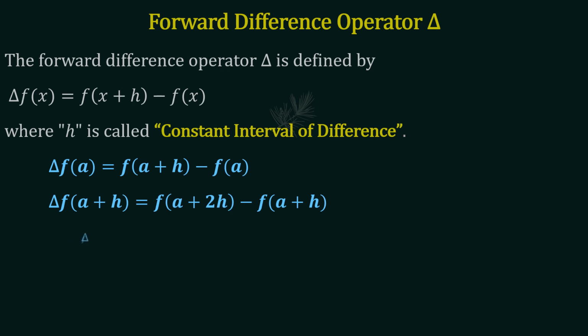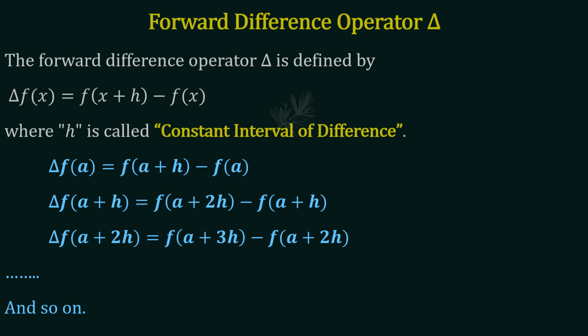Similarly, delta f of a plus 2h is equal to f of a plus 2h plus h, which is f of a plus 3h, minus f of a plus 2h, and so on. Like that you can write for any forward difference operator delta, and delta is defined by delta f of x is equal to f of x plus h minus f of x. It is called a forward difference operator.